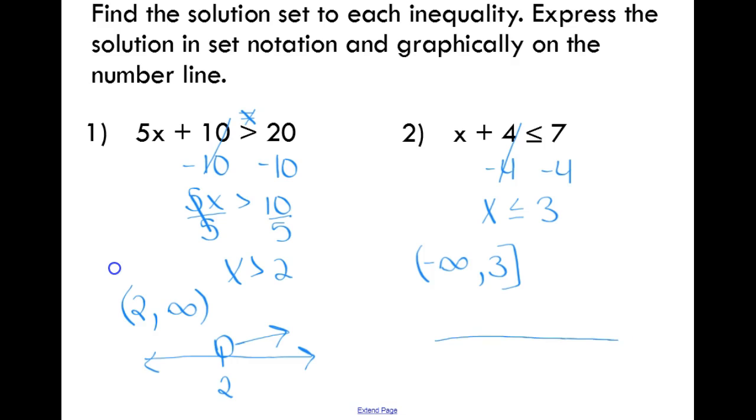And on a number line, it looks very similar, it just goes the other way. We're going to have it here at 3. Closed circle this time, because we do include 3. And then it's anything less than that also.